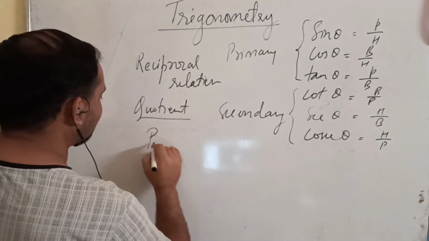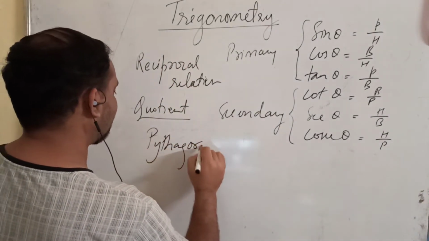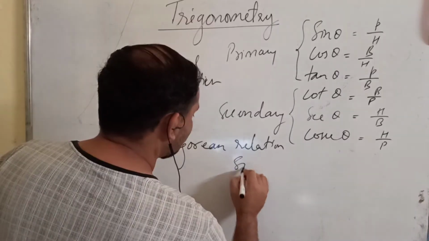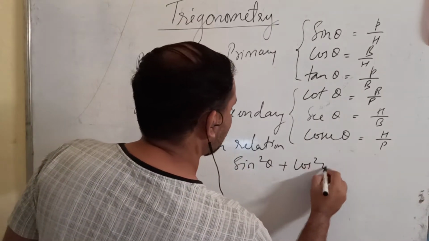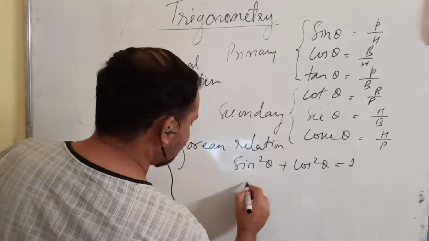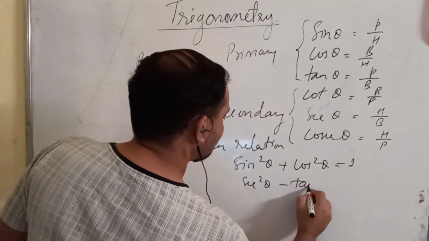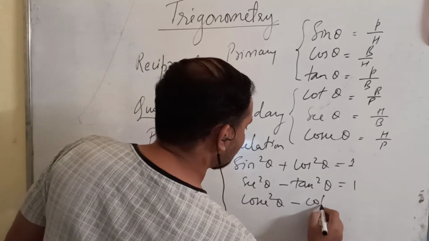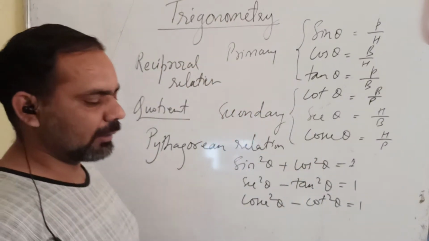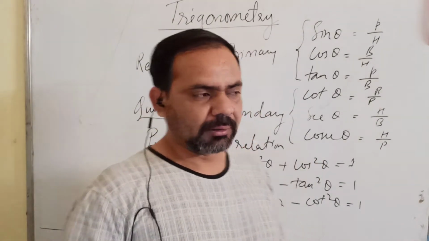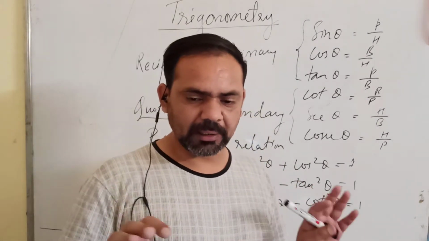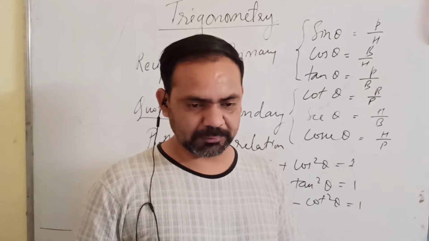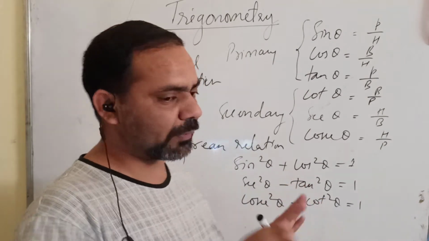Now the third is Pythagorean relation. Pythagorean relation is sine square theta plus cos square theta equals to 1. Then sec square theta minus tan square theta equals to 1. And cosec square theta minus cot square theta equals to 1. So these things we have discussed in class 10th. Now I'm going to start after this, and this will be a very important class. The understanding of trigonometry is very important for physics.